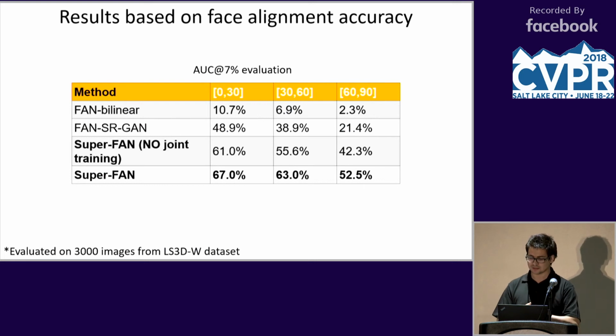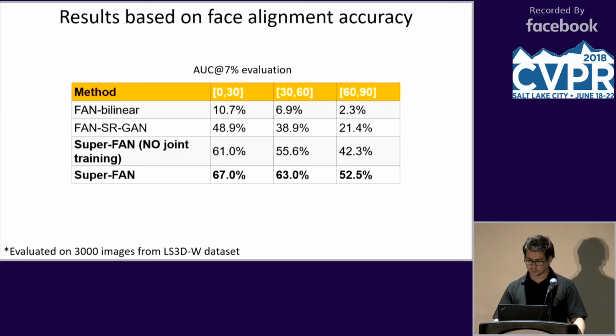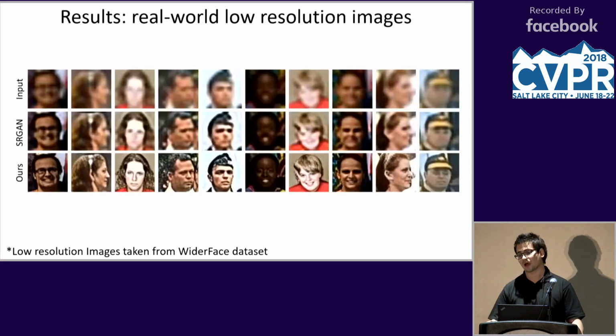Because PSNR and SSIM are often not representative, we additionally propose to measure the quality of super-resolved images in terms of how well a pre-trained face alignment network performs on the super-resolved images. We found that face alignment accuracy correlates well with the perceived quality of the faces. Our results show that our novel loss significantly improves the performance across the whole range of facial poses.